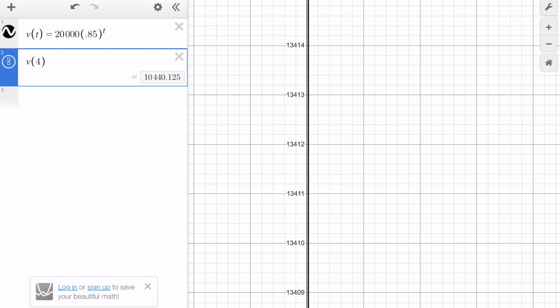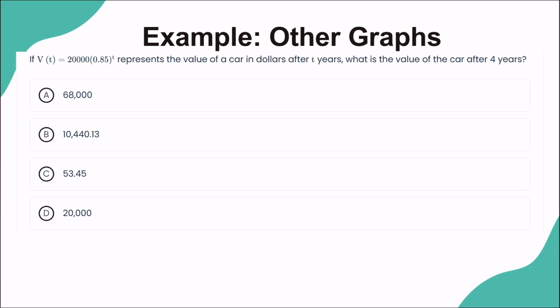Again, like the other problems, I didn't do any math on my own. I just plugged in what the question originally gave us, plugged in the value it's looking for, and got an answer of 10,440. And this is going to be answer choice B. So again, hopefully you can see just by plugging in what they give us, it makes this question so much easier.